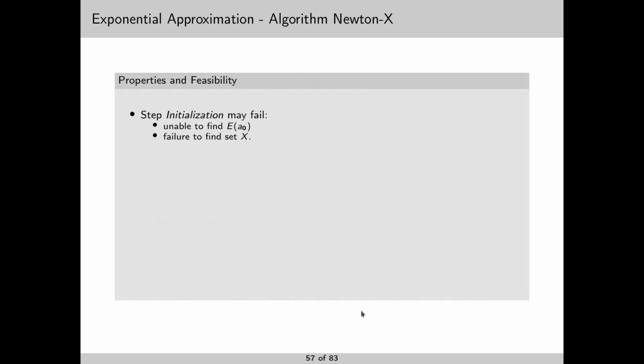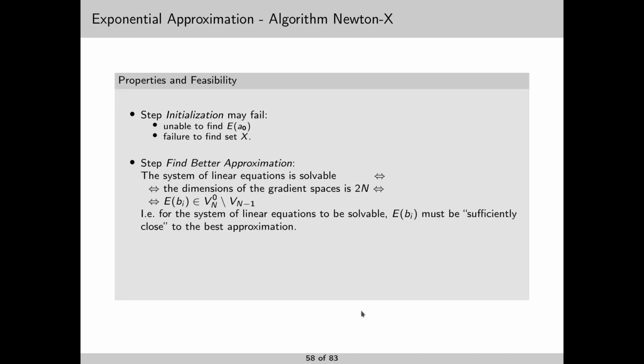Obviously, step initialization may fail. We may be unable to find an exponential sum and/or a set X. Step find better approximations may fail too. The system of linear equations to be solved for the Newton iteration may not be solvable. A solution exists if the exponential sums encountered in the course of the Newton iteration are sufficiently close to the best approximation. And of course, as for the method of Braess, for Newton-X, convergence is not guaranteed.